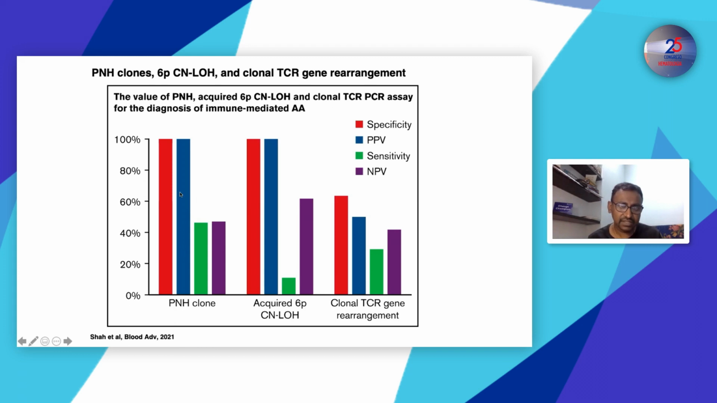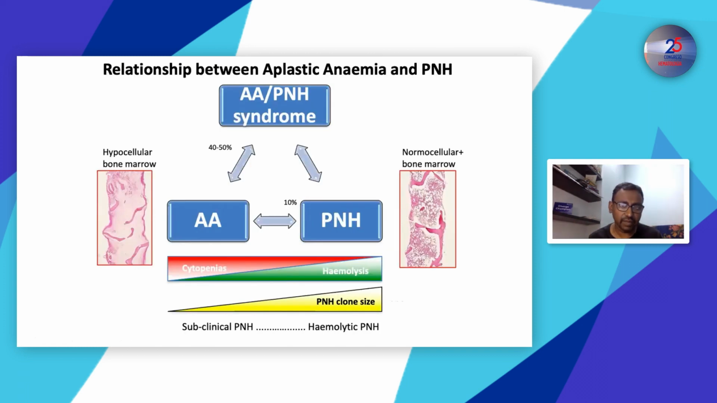So here they were able to see that if you either have a PNH clone or an acquired 6p loss of heterozygosity, this would be only detected by SNP karyotyping, not by array-CGH or by conventional karyotyping or by FISH, because this is due to uniparental disomy at the HLA locus. You will see that if one of these is present, you are able to be confident enough to say that this patient has got immune-mediated bone marrow failure rather than inherited bone marrow failure.